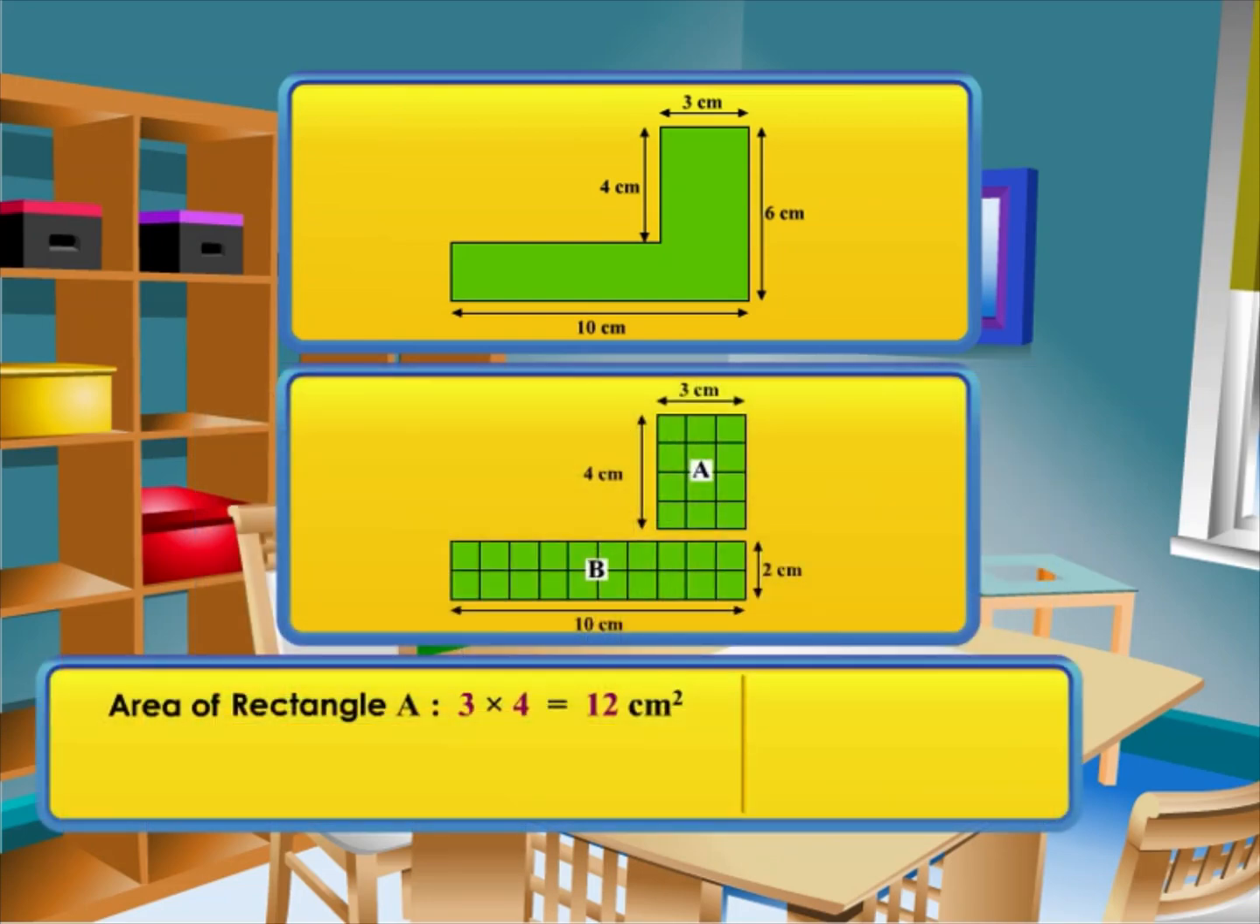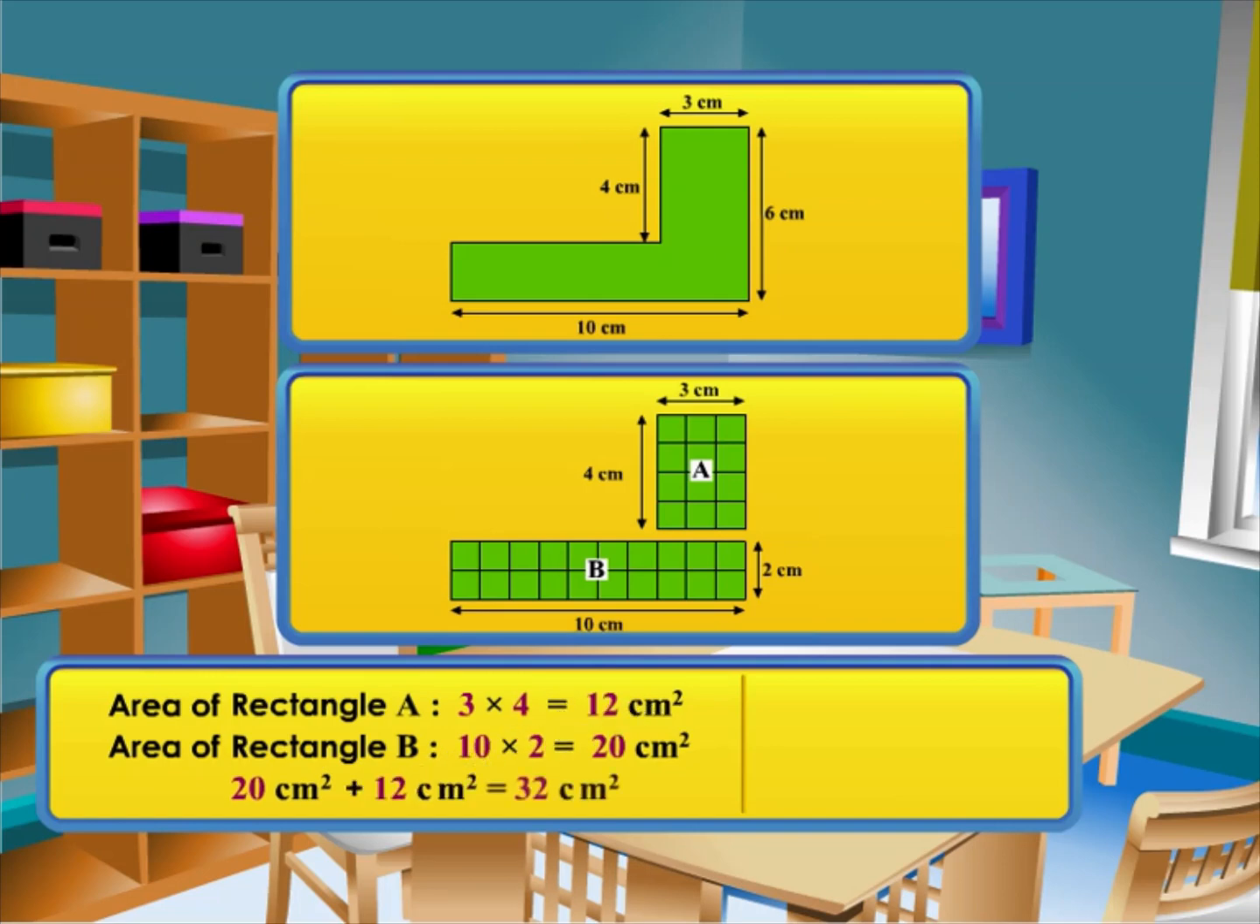For rectangle A, 3 into 4 equals 12. So, the area of rectangle A is 12 square centimeters. For rectangle B, 10 into 2 equals 20. So, the area of rectangle B is 20 square centimeters. Now, total them up and find the area of the whole shape. 20 plus 12 is equal to 32. The area of the shape given to Pinocchio is 32 square centimeters. If you count the squares, you will notice they are equal to 32.